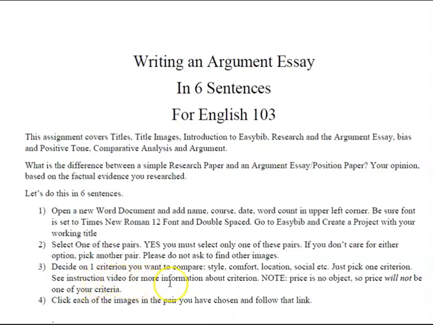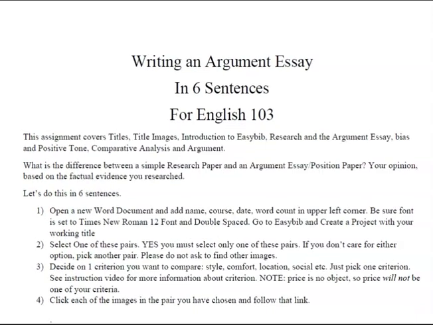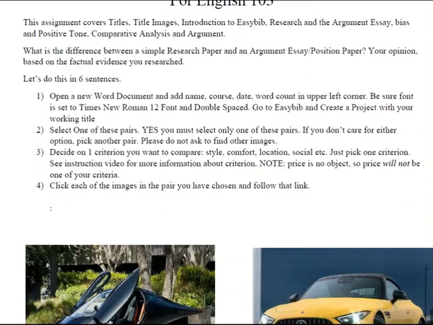Now decide on one criterion you want to compare. Style, the comfort, the location, a social aspect, just one. Now the instructional video that you see for my demonstration of me writing the assignment will show you the criterion that I used, but you're just going to pick one. Now let's look at these images.